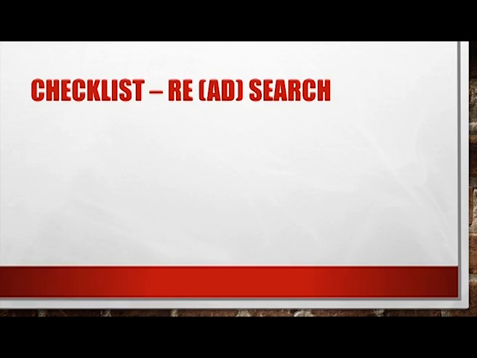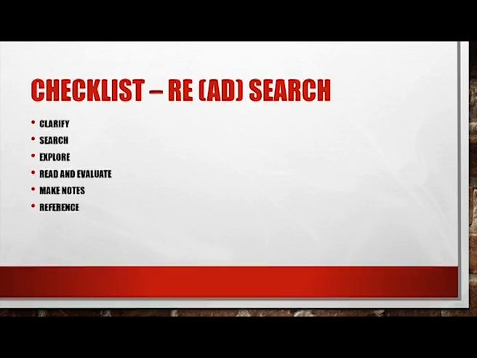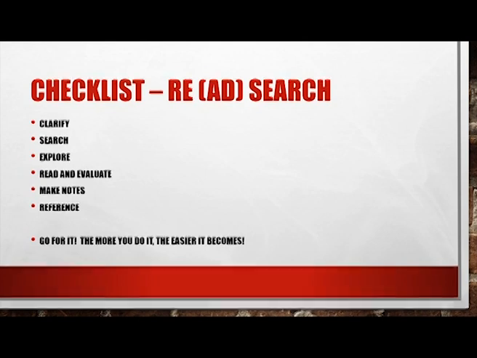So the checklist for our research, our reading and searching, is that you clarify, you search, you explore, you read and evaluate, you make notes, and then you reference. The best way to get good at this is just to do it. The more that you do it, the easier it becomes.